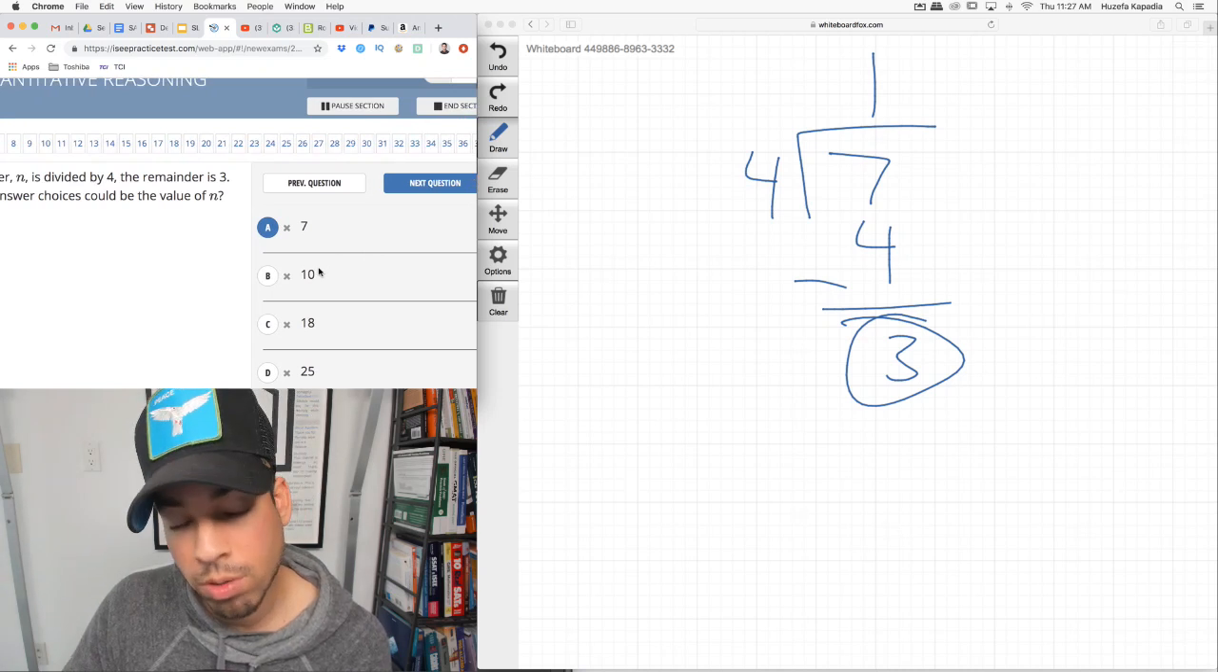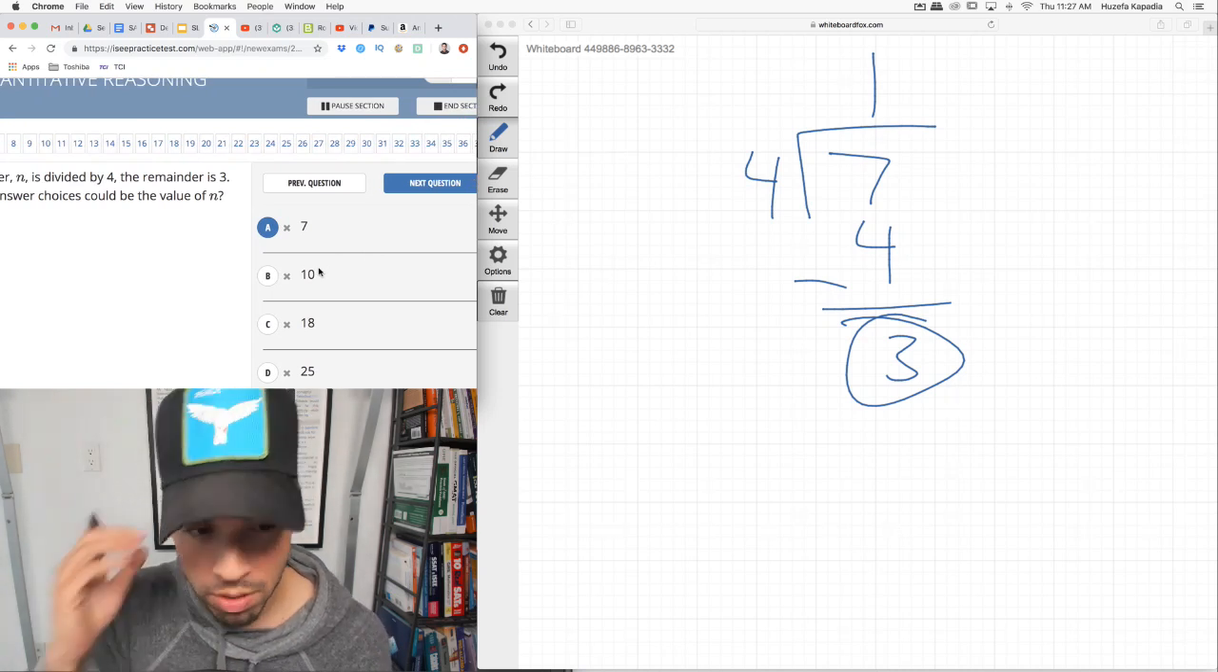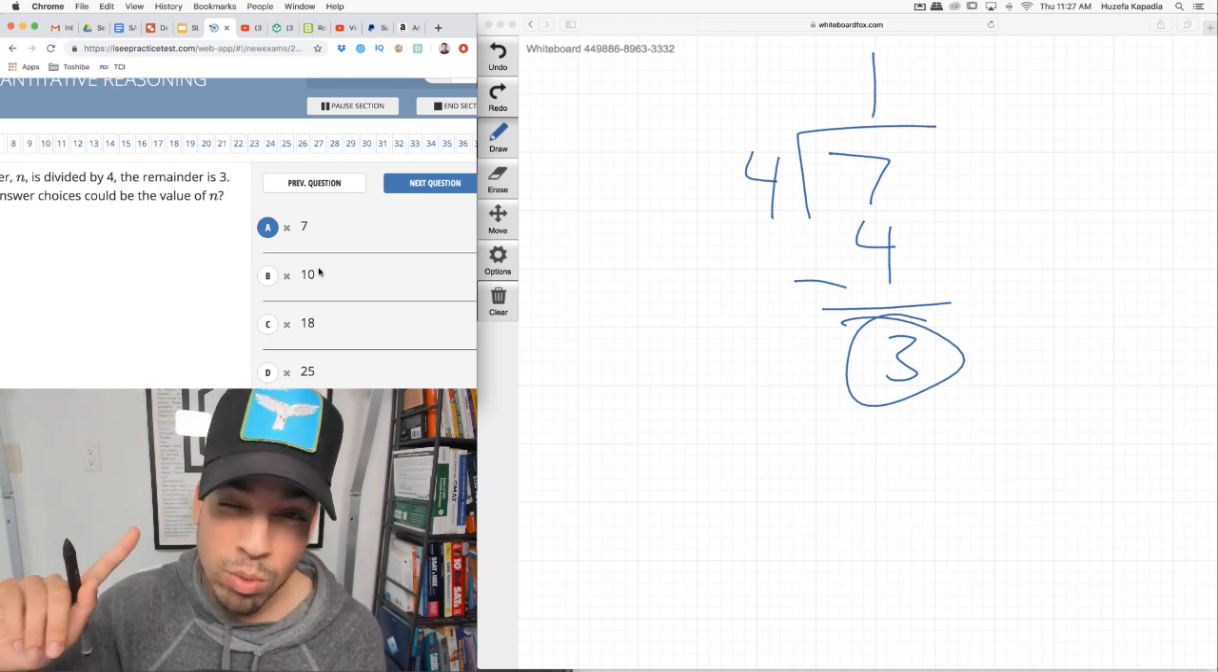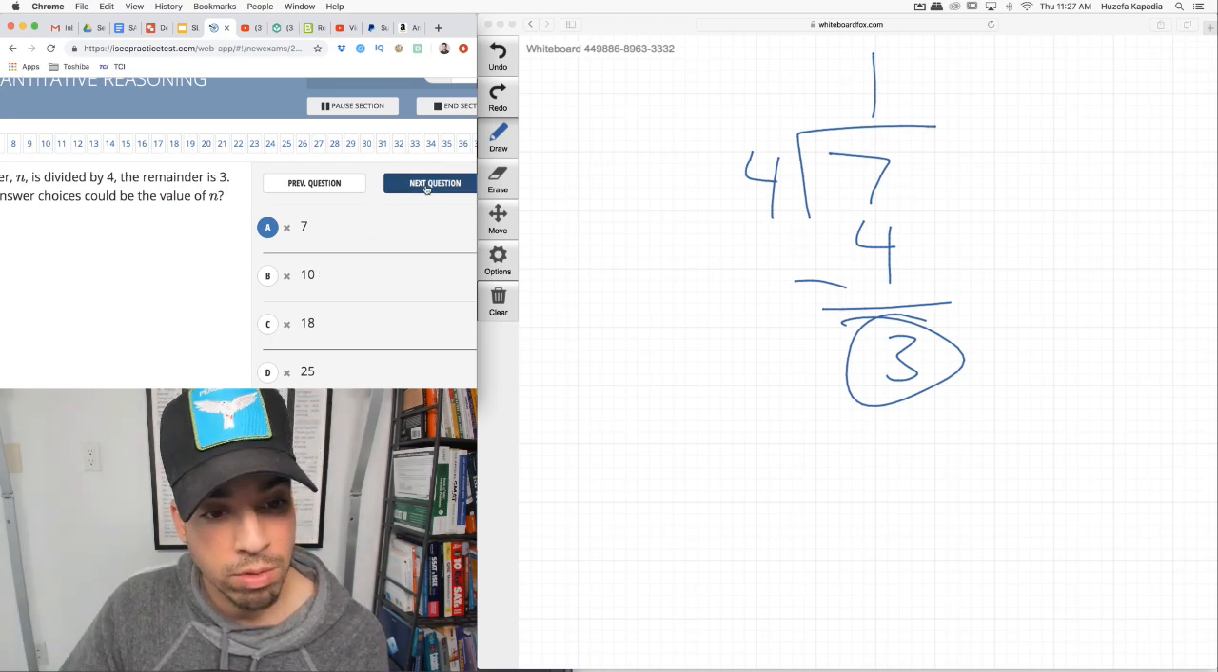So 10 is 3 greater than a multiple of 4? No, 10 is only 2 greater than 8. 18 is only 2 greater than 16. 25 is only 1 greater than 24. So 25, you get a remainder of 1.